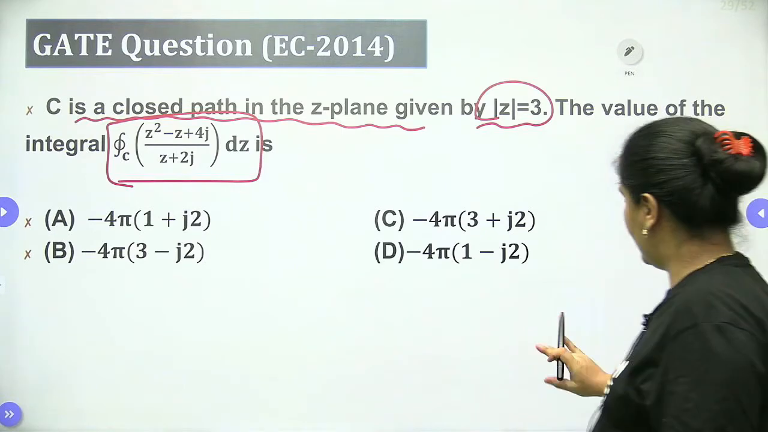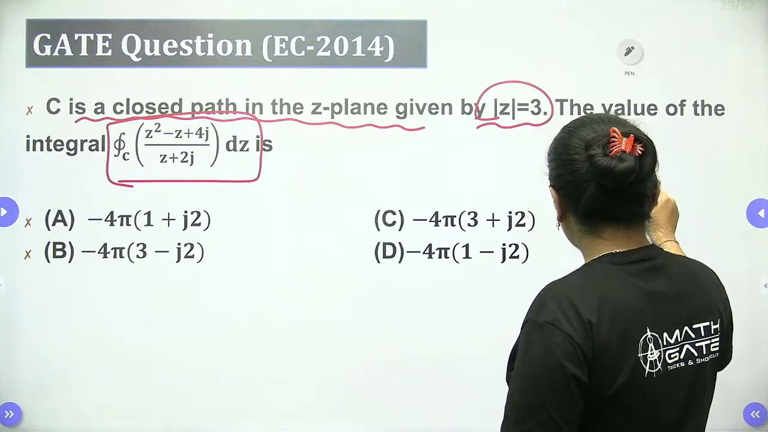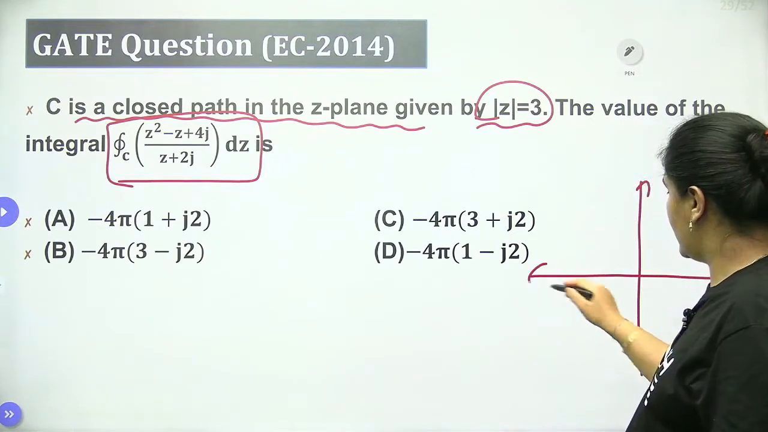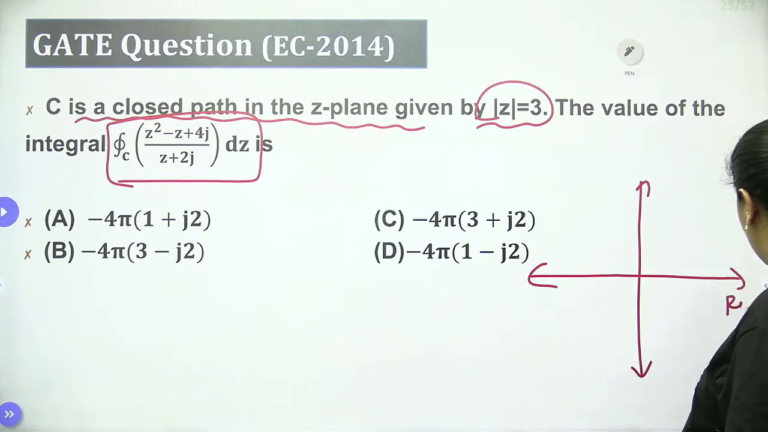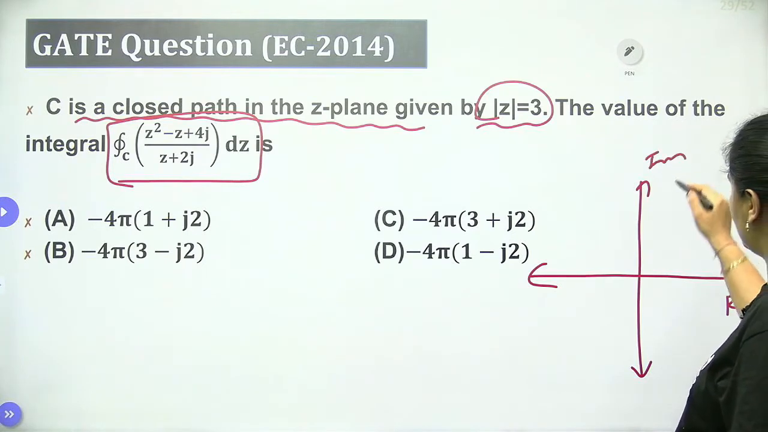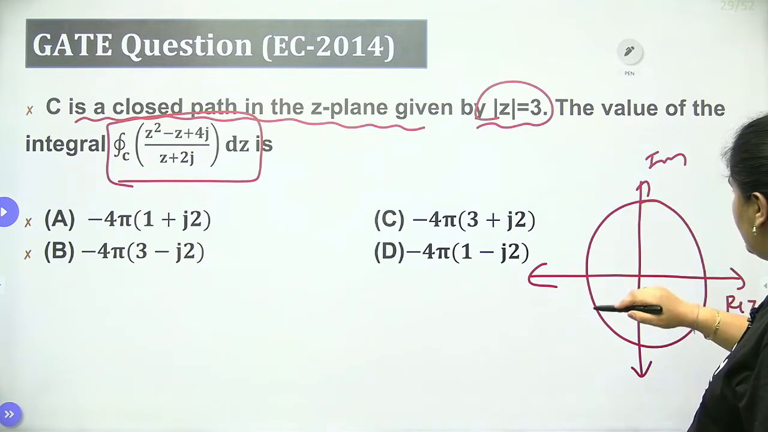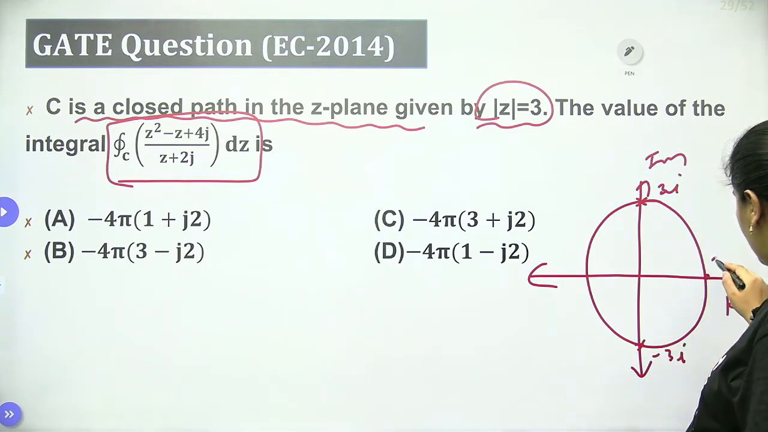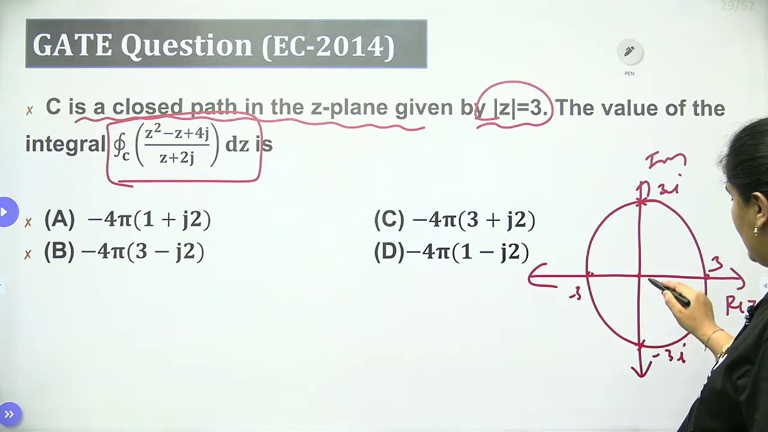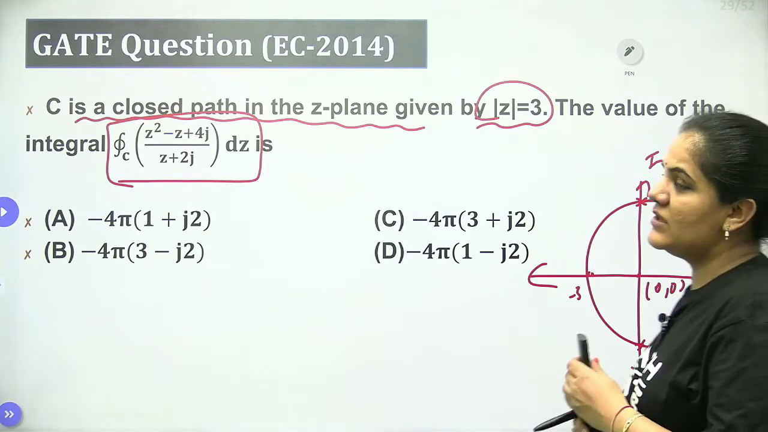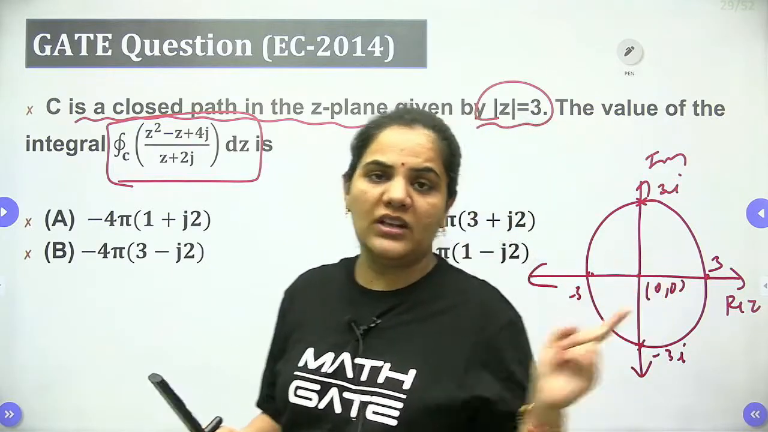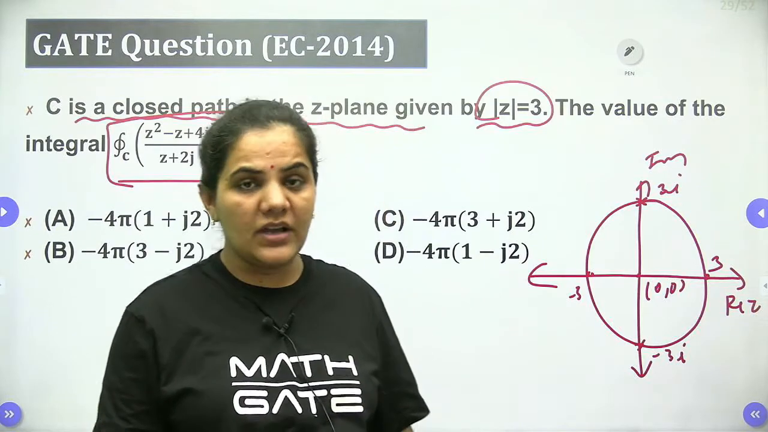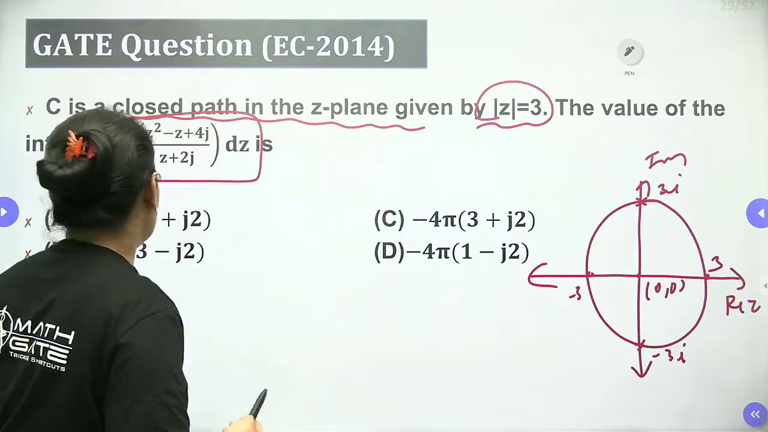Let's approach it. Mod Z equals 3. When we have mod Z equals 3, it means we have a circle. This is the real Z axis, this is the imaginary Z axis. We know very well that the circle will pass through 3 iota, minus 3 iota, 3 and minus 3, and the center is at 0, 0. So the range for mod Z equals 3 is on the real axis from minus 3 to 3, and on the imaginary axis from minus 3 iota to 3 iota, right? So we have the question like this.